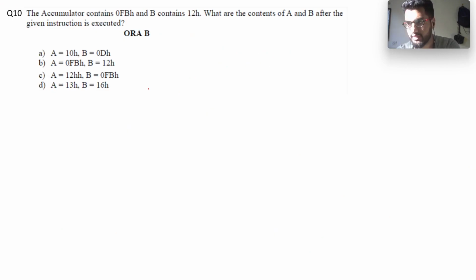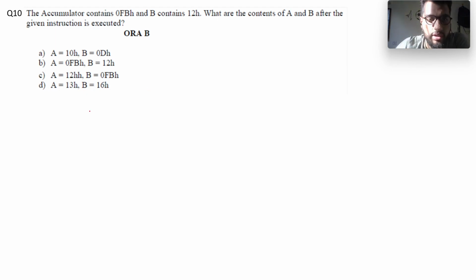Now we have question 10. The accumulator contains 0FB hex and B contains 12 hex. What are the contents of A and B after the given instruction is executed? We are given the contents of accumulator A and of B, and we need to figure out their contents after the instruction is executed, which is an OR operation.